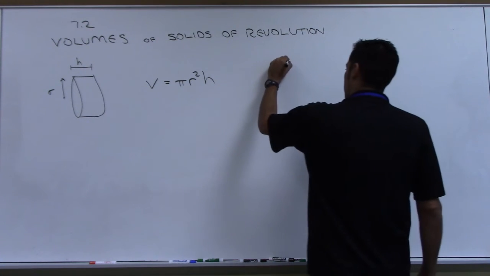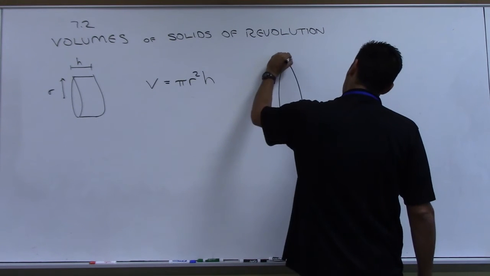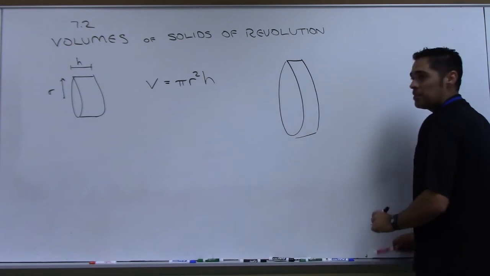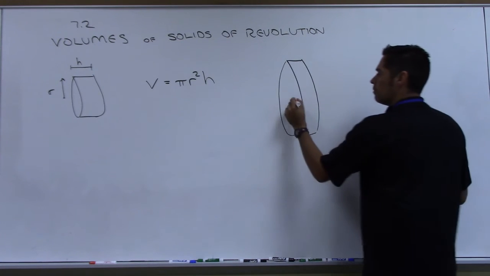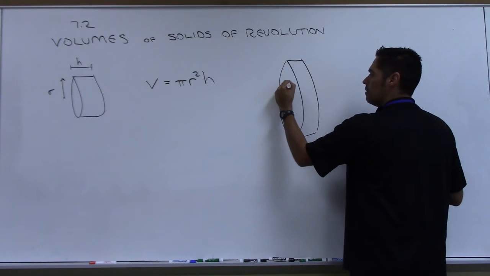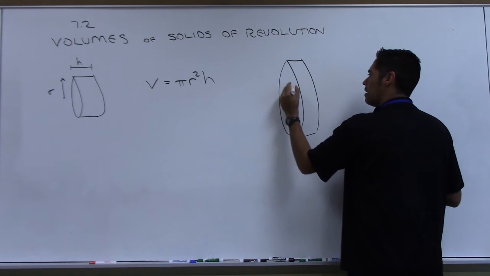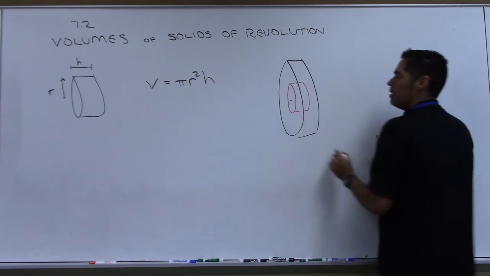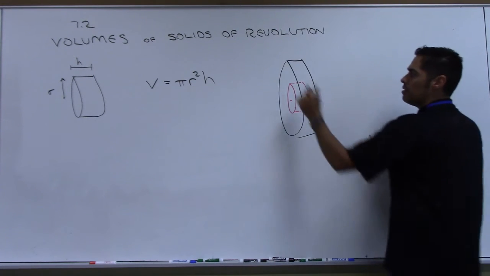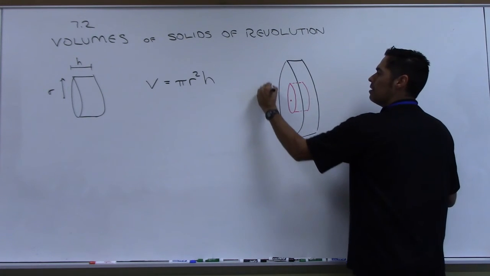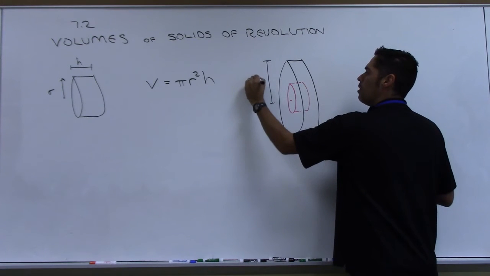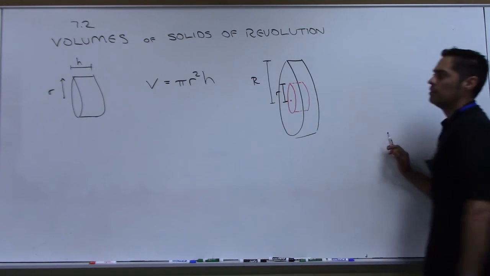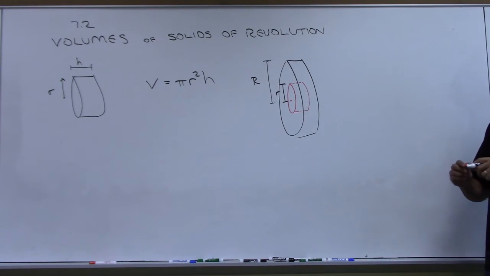What if I take a cylinder, and then I take a smaller cylinder, there's the center, and I cut that cylinder out. So let's say that the outer cylinder, the bigger cylinder, has a radius of capital R, and the smaller cylinder has a radius of little r. Then what would the volume of this be?